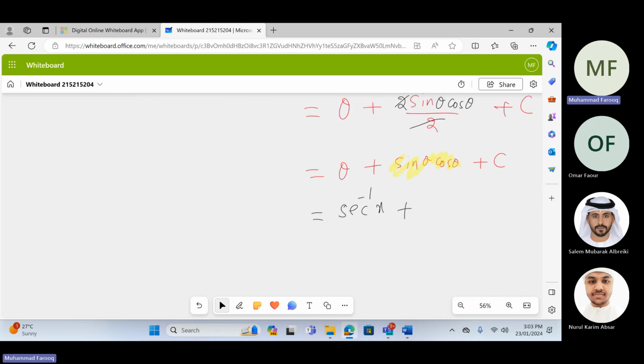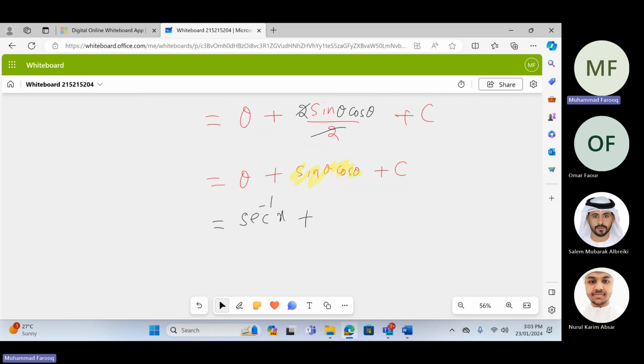So look at it. Sine theta, I just calculated, is the square root of x squared minus 1 divided by x. This is the sine value. Multiply by cosine, which is 1 over x, and plus c. You combine this x and this x, which gives x squared. I hope you understand.